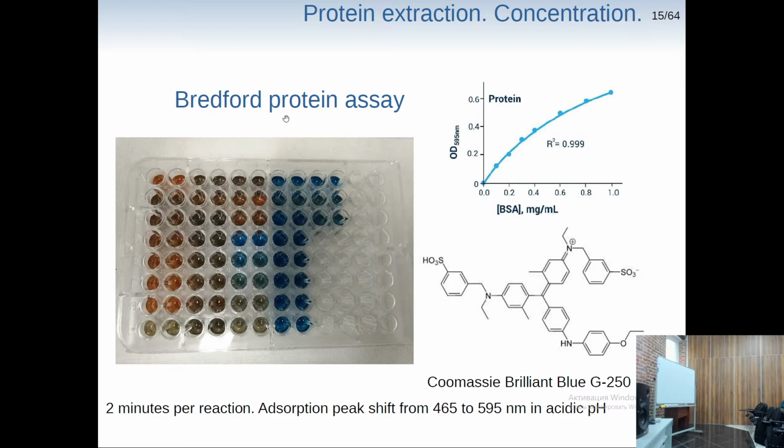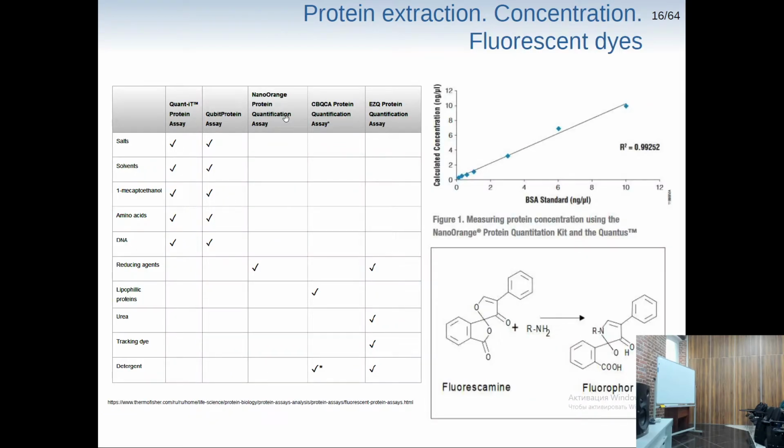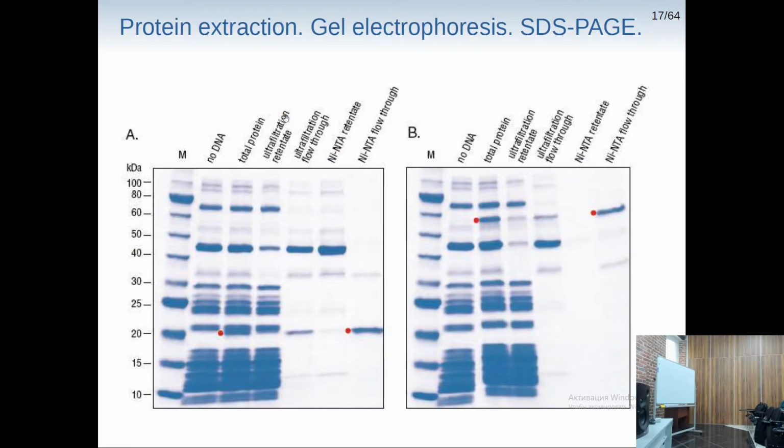So now we have concentration, and the last thing that we need to check is whether a protein is in good shape or whether it was eaten up by proteases. We need to run a gel electrophoresis and just see whether it is okay or not.